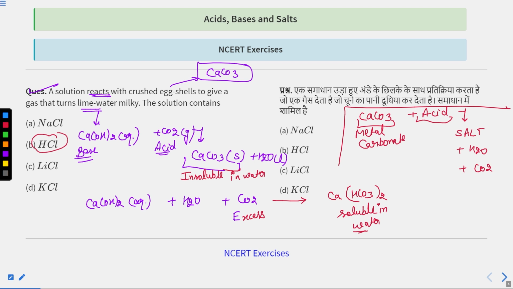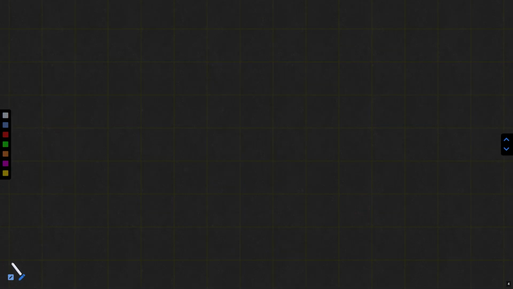The acid is HCl here because NaCl is a salt, LiCl is a salt, and KCl is also not the answer. So the correct answer is option B. Why option B? Because a metal carbonate or bicarbonate reacts with an acid to form salt, water and carbon dioxide. So when calcium carbonate reacts with HCl, hydrochloric acid, a strong acid, it forms the salt calcium chloride, plus water, H2O, plus CO2.